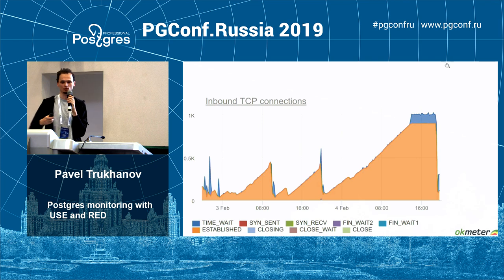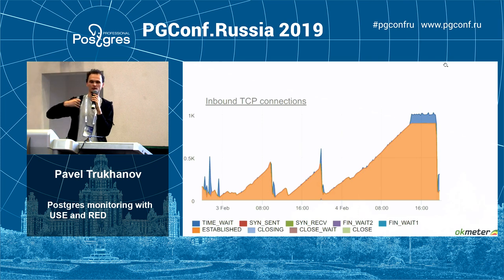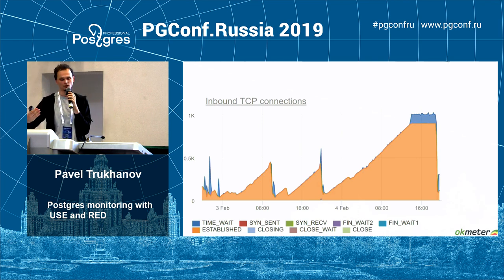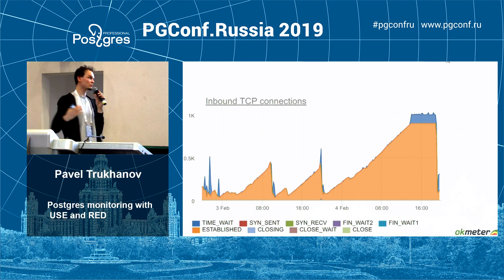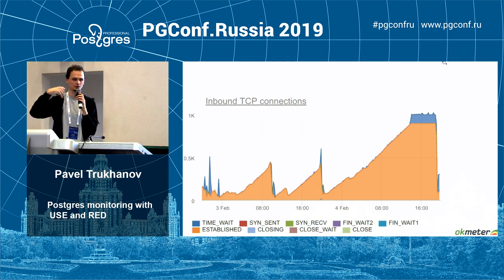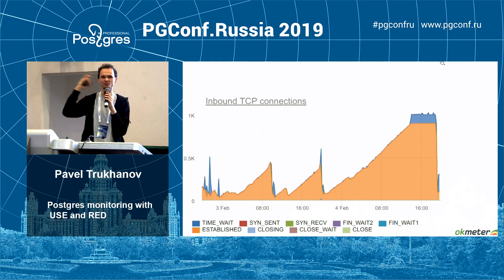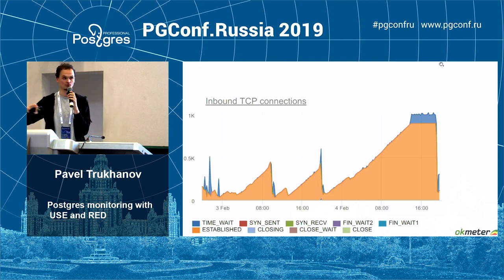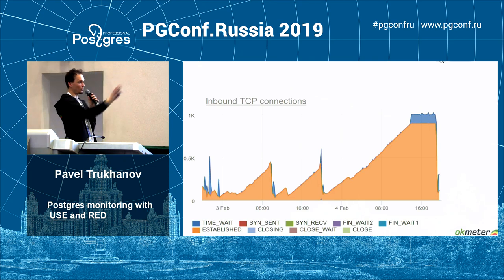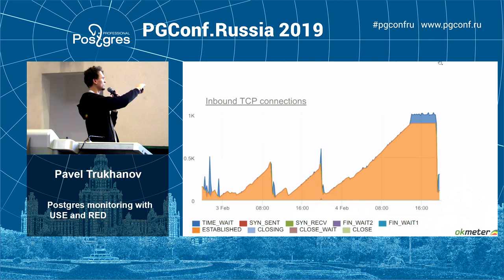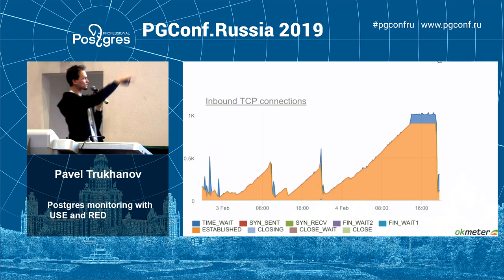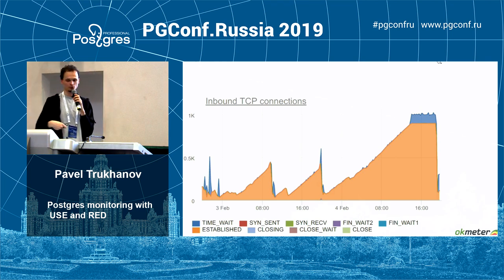before Postgres creates the backend process, it shall receive a connection from the client. So the client initiates a TCP connection, Postmaster accepts the TCP connection, and only then creates a backend, or decides not to create a backend. We don't create backends, we send everyone a reset, and they just go to time wait. So you can see there.